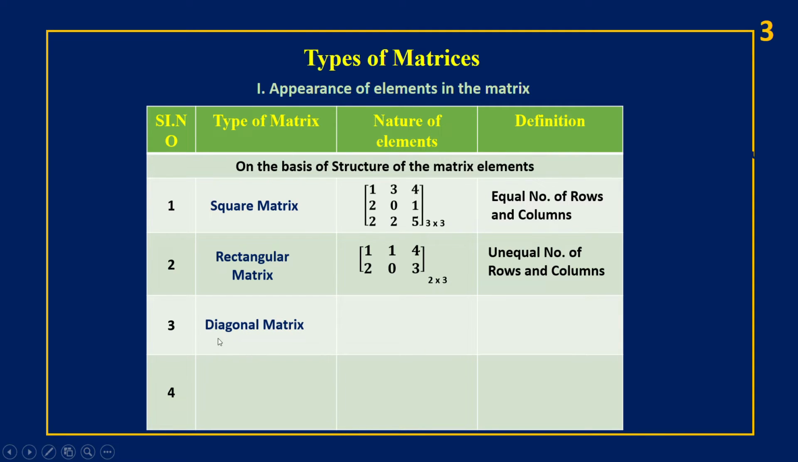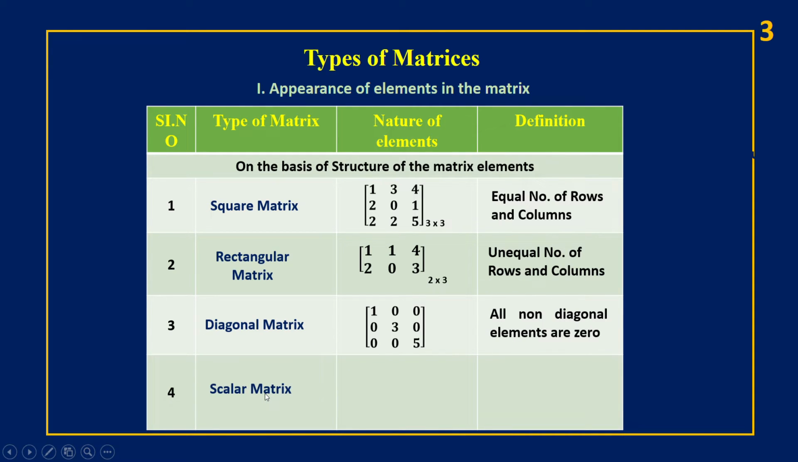And the third type of matrix is the diagonal matrix. We know square and rectangle have diagonals. A diagonal matrix is a square matrix in which, other than the diagonal elements, other elements are 0. So here the diagonal elements are 1, 3 and 5. Other than the diagonal elements, other numerical values are 0. All non-diagonal elements are 0 in the diagonal matrix. So this is the definition for the diagonal matrix.